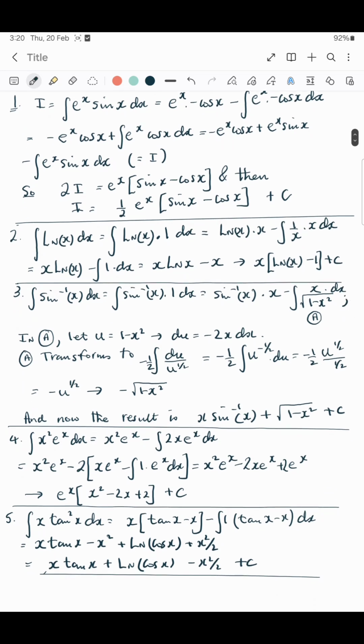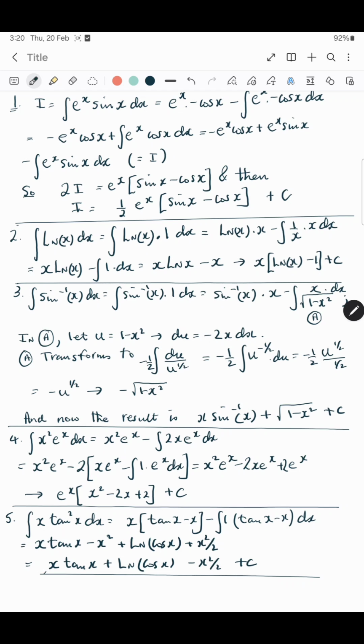And just one more, this unit will be the integral of x tan squared of x dx. So that'll be the first, which is x times tan squared of x integrated, which is tan x minus x, and then minus the integral of the first differentiated, which is 1, times the tan squared integrated, which is tan x minus x, and then dx.